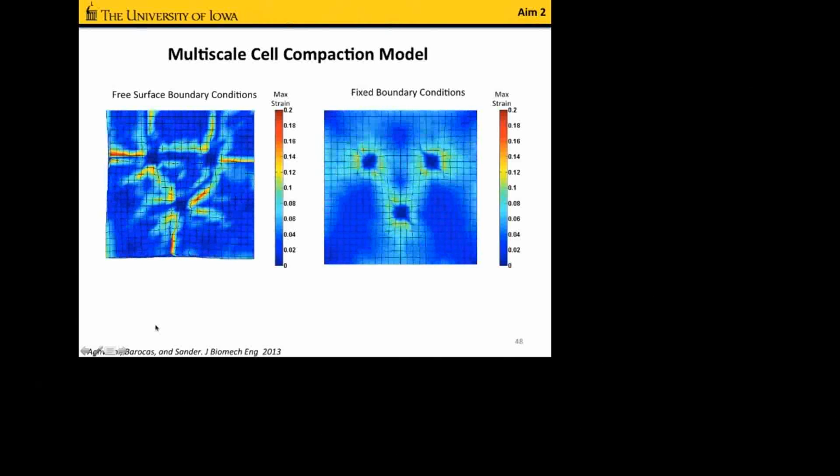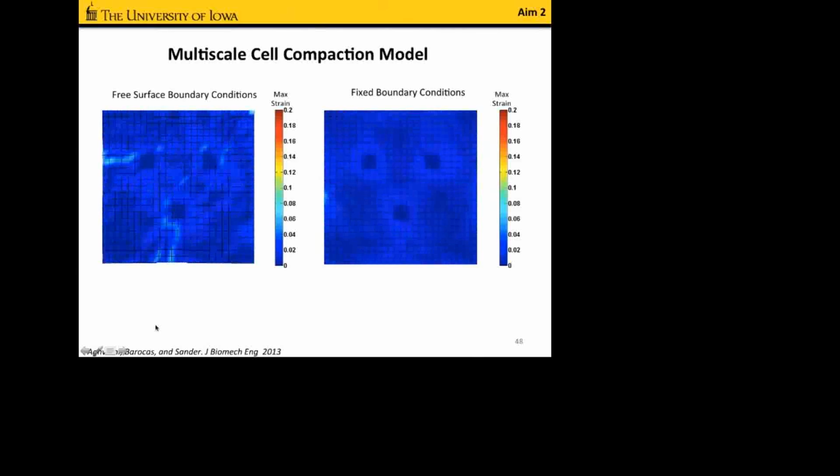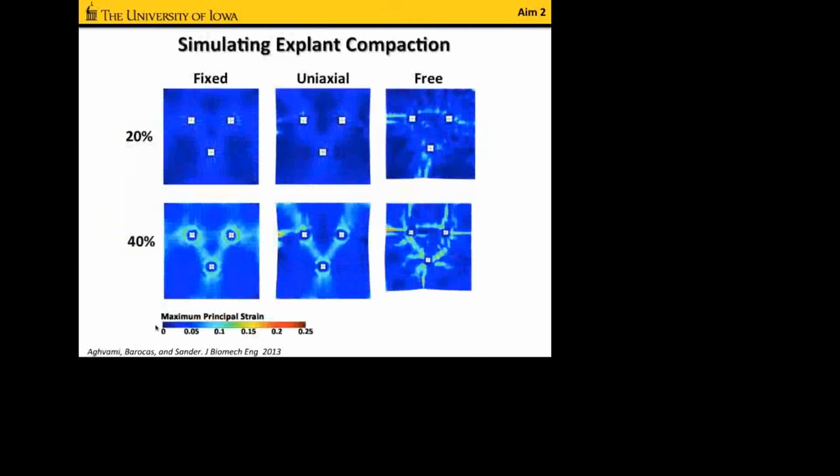This is just showing screenshots of what I just showed you for the fixed boundary condition case and the free boundary condition case at 20% change in the reference length of the cellular networks versus 40%. There's some white arrows on here that are showing the first principal strain as well.